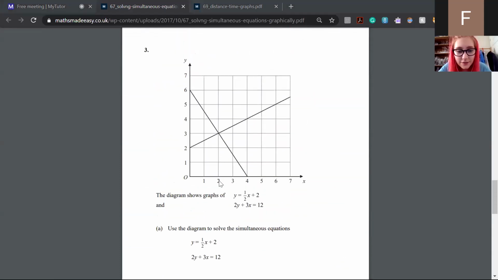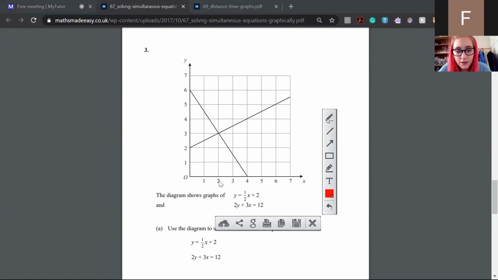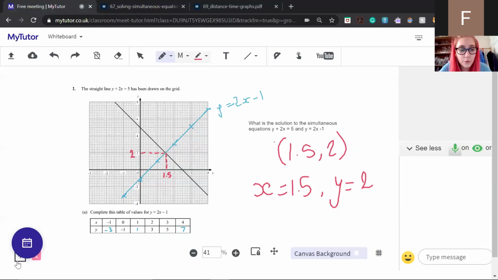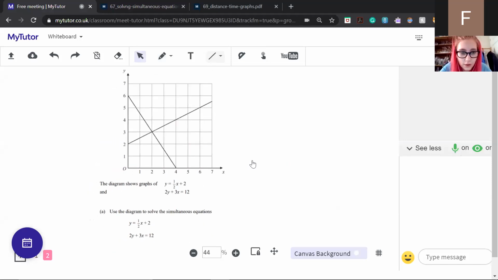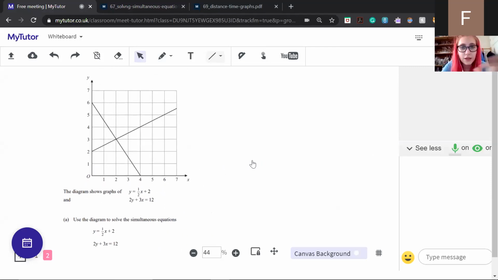I'll do this one, I think. This is one where you don't have to draw anything. This is just a reading off the graph kind of thing. So this diagram shows the graphs of y equals half x plus 2 and 2y plus 3x equals 12. Horrible kind of sounding equations. And then we want to use the diagram to solve those simultaneous equations. These are what have been drawn, so we want to solve these.